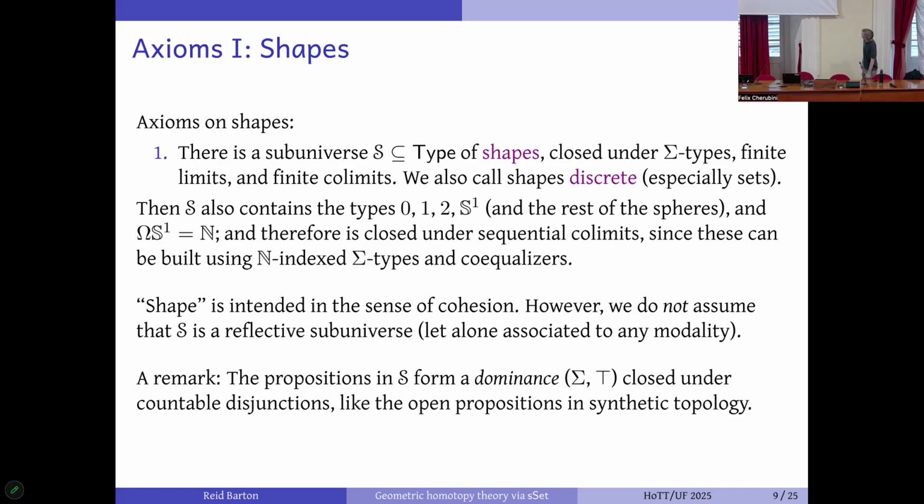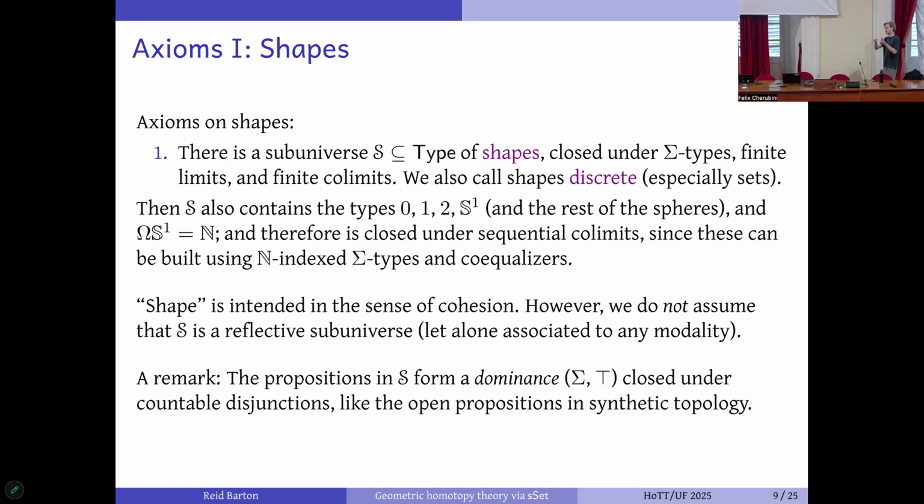So from these axioms, we can already build a lot of shapes. We can build the empty type, that's a finite colimit. We have the unit type, that's a finite limit. We can go 1 + 1 is 2. We can suspend that by taking a pushout to get S1. And now I can take loops on that because I have finite limits, so I can get the natural numbers. And once I have the natural numbers, then I can build sigmas indexed by the natural numbers.